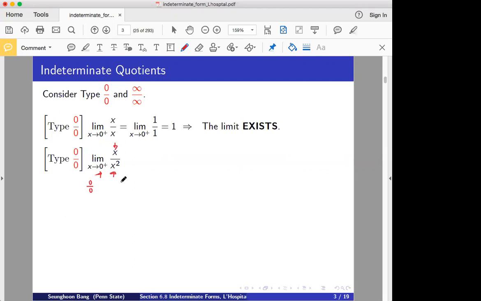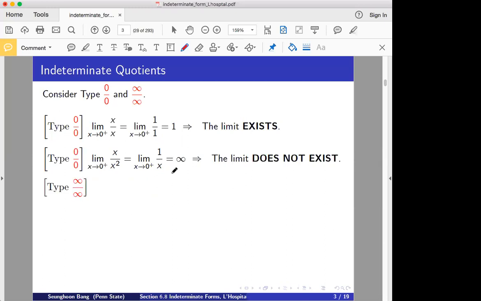0 over 0 form. How can you calculate? Cross out 1 x like this. So you can draw the graph. The graph of 1 over x is like this. As x approaches 0 from the right, 1 over x is going up, so going to positive infinity. The infinity is not a finite number. Answer is like this. Limit does not exist.